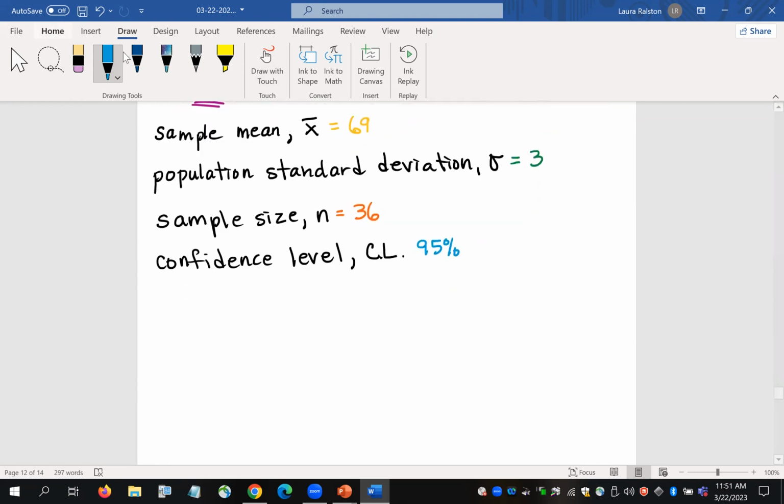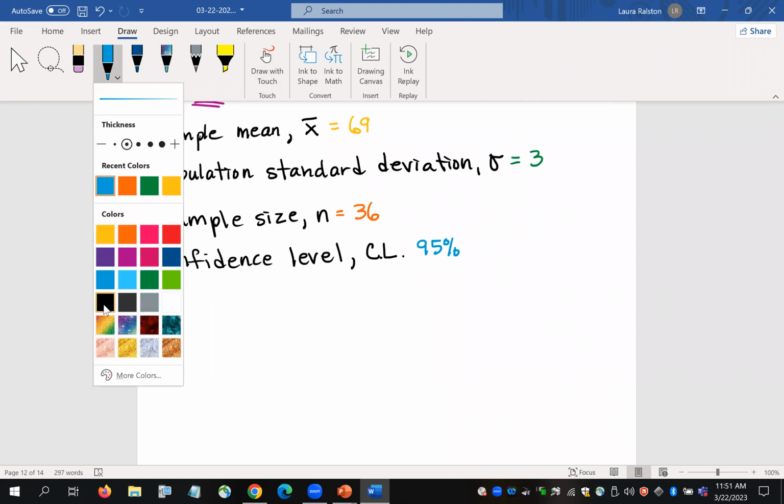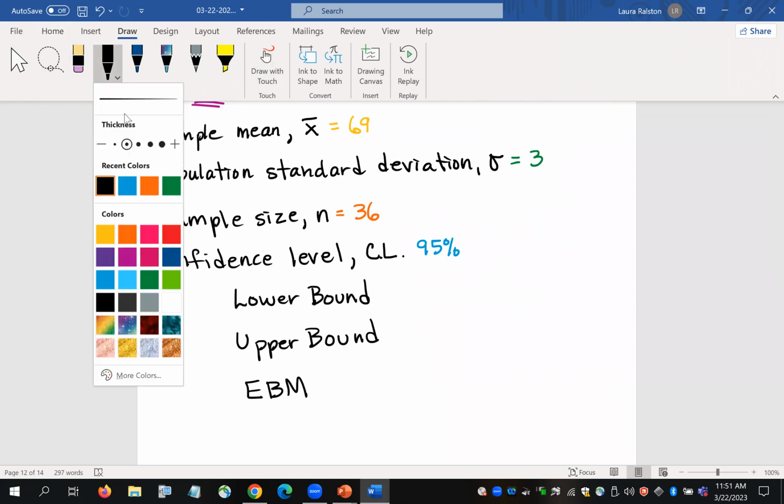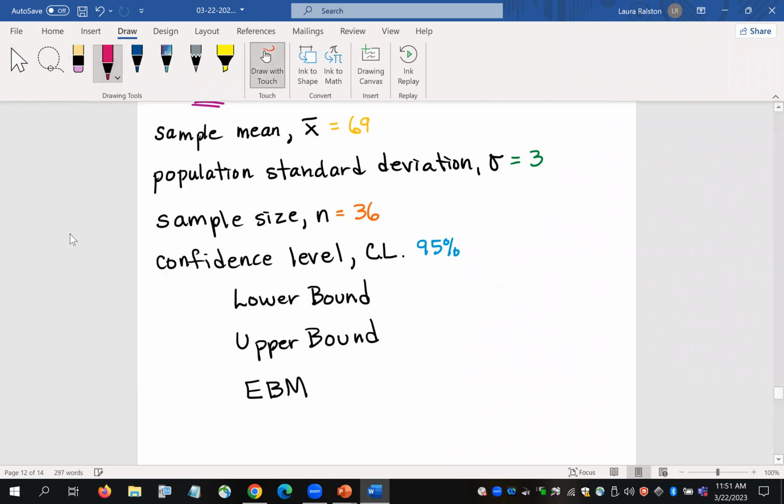Then usually the next three questions ask you what is the lower bound, what is the upper bound, and then what is the error bound for the population mean. The values for the upper and lower bound are going to come from Minitab.